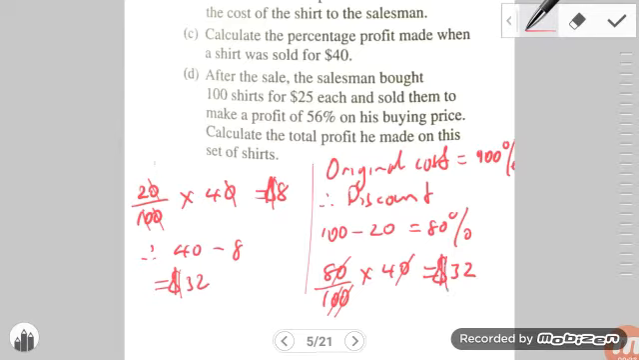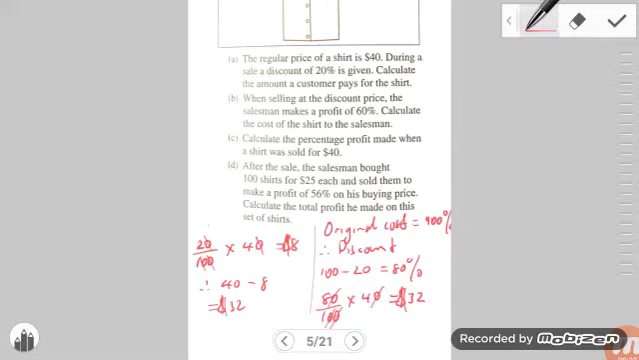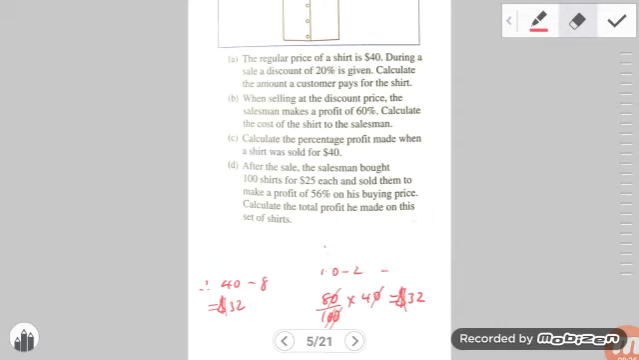Alright, so there's a couple of ways that you could work out these problems. Hopefully you guys got that. Alright, so now with that said, the discounted price to the customer for the shirt is $32.